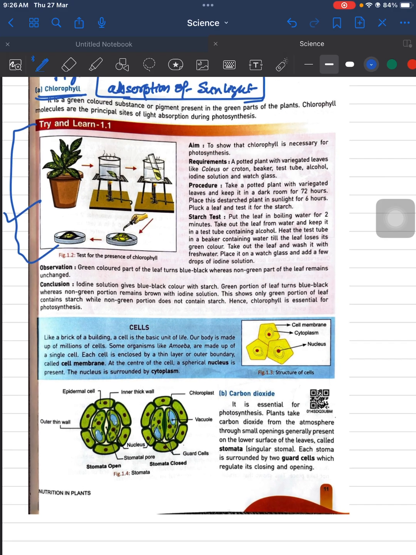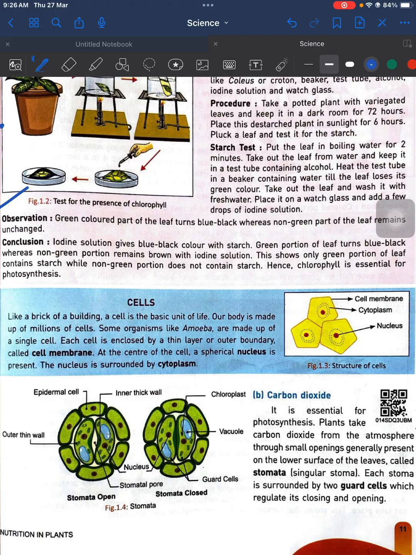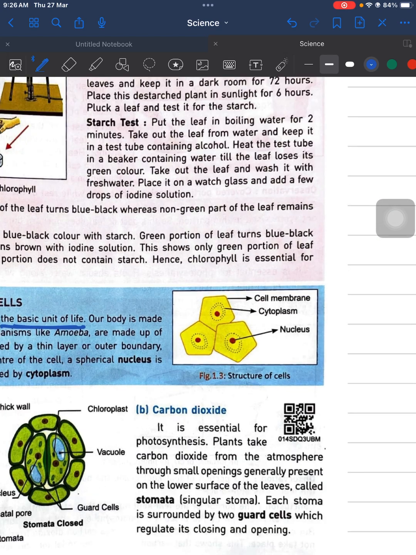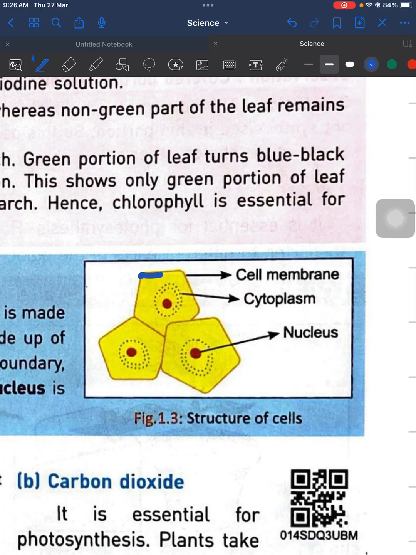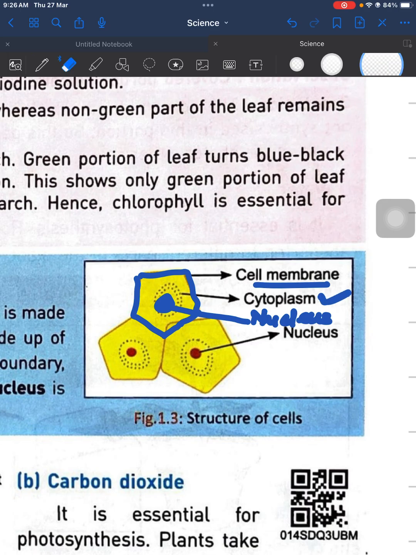Then second is the cell. Cell is basically the basic unit of life. Each organism consists of many cells, millions of cells, and the structure of the cell looks like this. This is the cell. The outer membrane of the cell is called the cell membrane, and each cell contains the nucleus inside. This is the nucleus. Between the cell membrane and nucleus we have the cytoplasm.